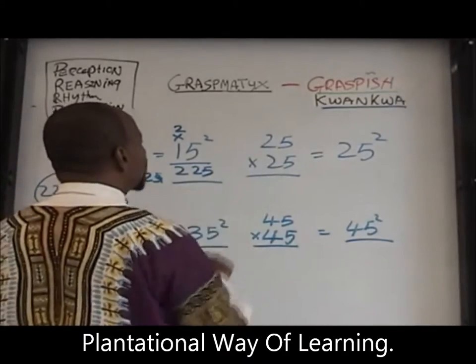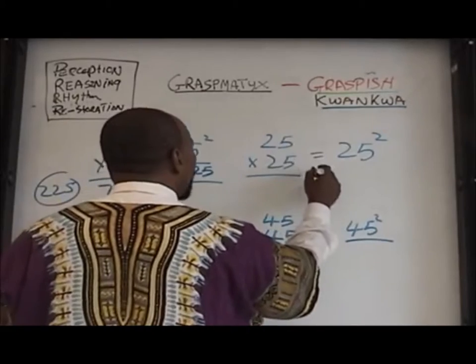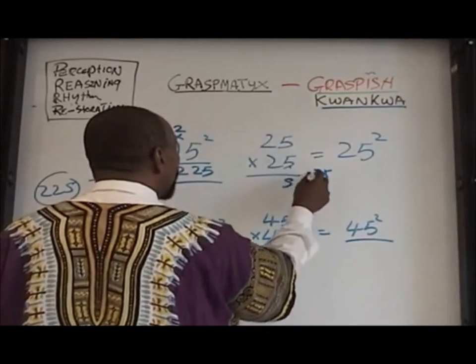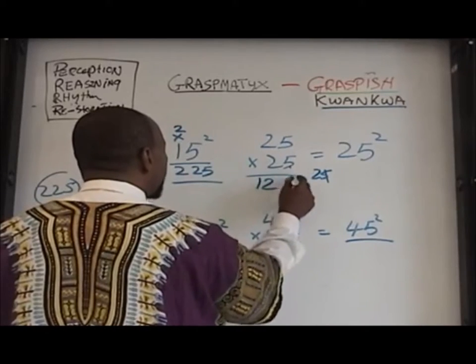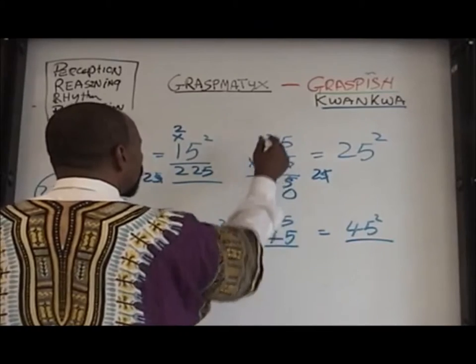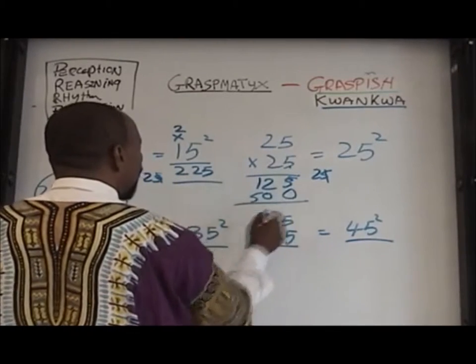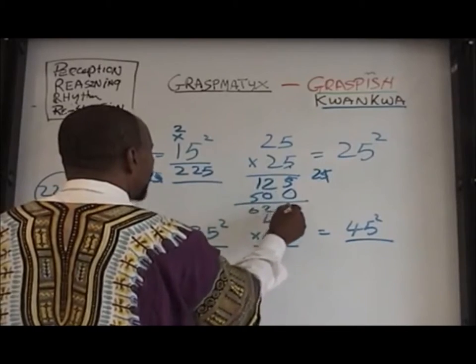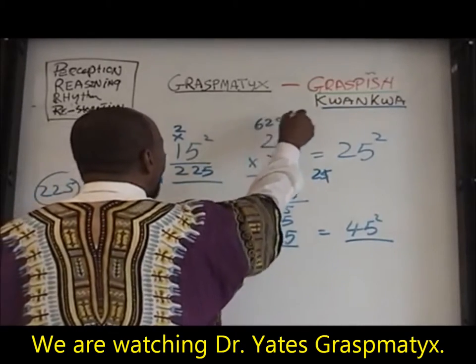Over here, 25 times 25. Well, 5 fives are 25. 5 twos are 10 plus a 2 is 12. Put a 5 here. I put a 0 here. 2 fives are 10. 2 twos are 4, and 1 makes 5. When you add it up, 5 ones are 625. You get 625.